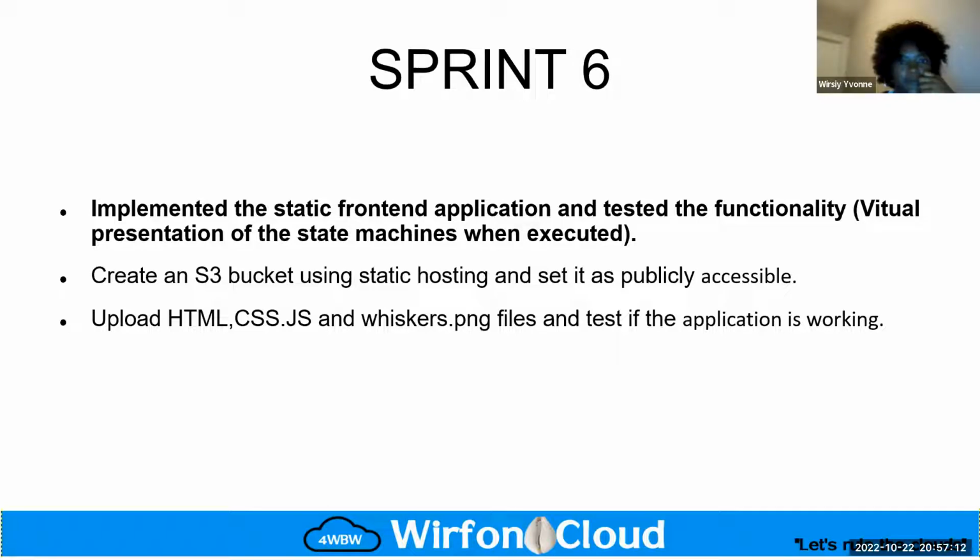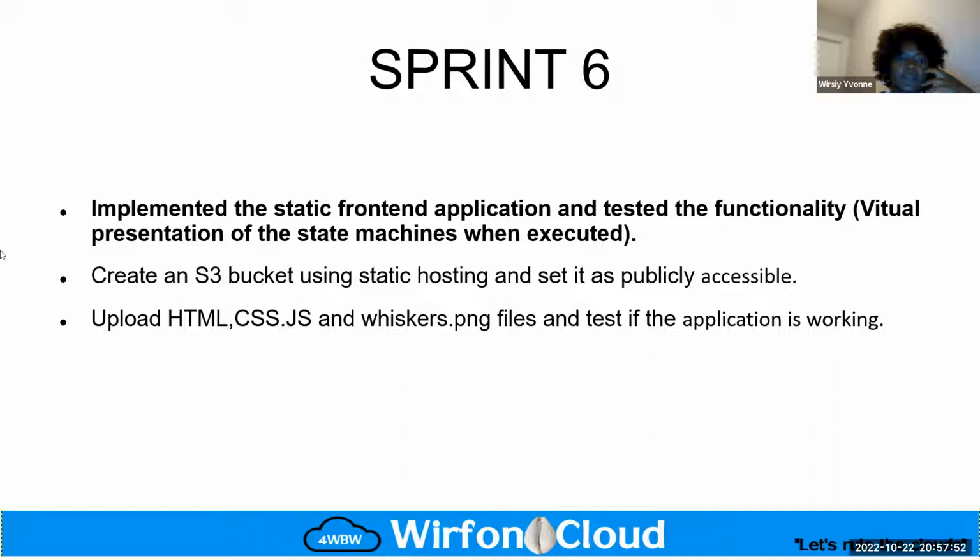So this was the last sprint, and this was sprint 4. And in this sprint, the outcome was we implemented a static front-end application and then tested the functionality of that application using an S3 bucket. And here we had a visual presentation of the state machines when it is really executed. So the diagram I showed you before, we also have it here to see how everything works when we have added all the components and what we need for our state machine to work.